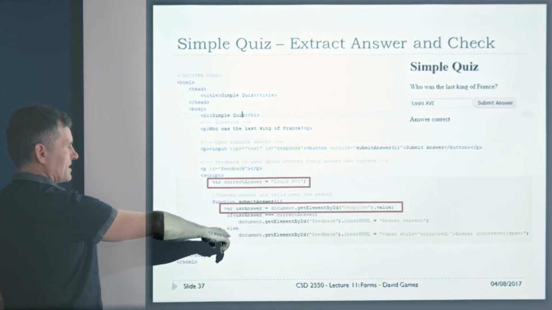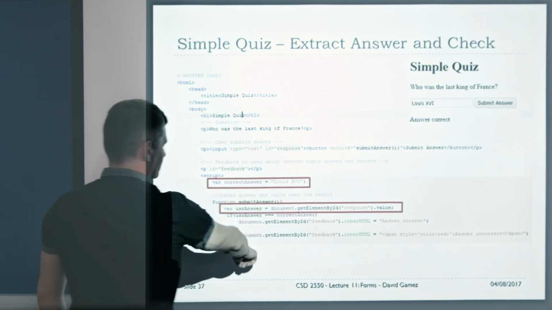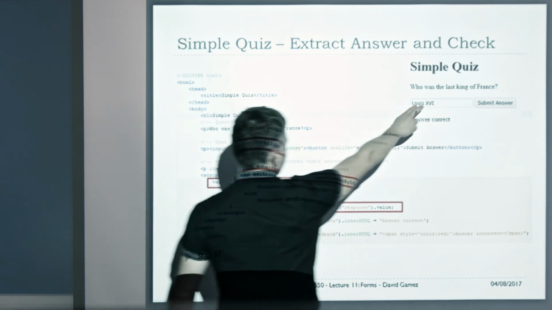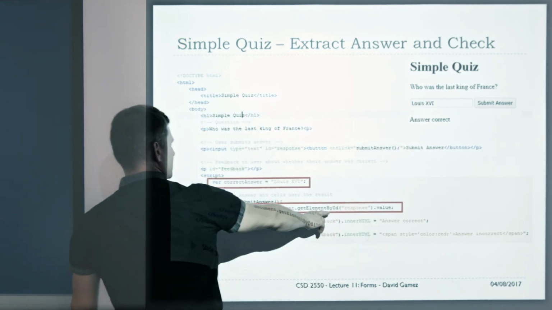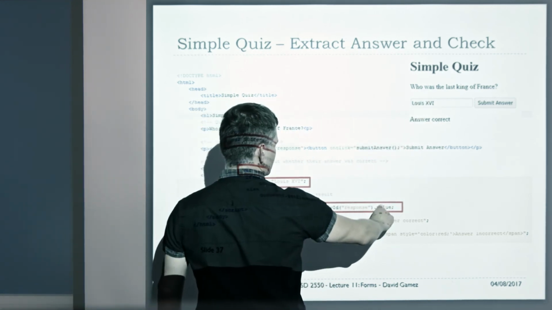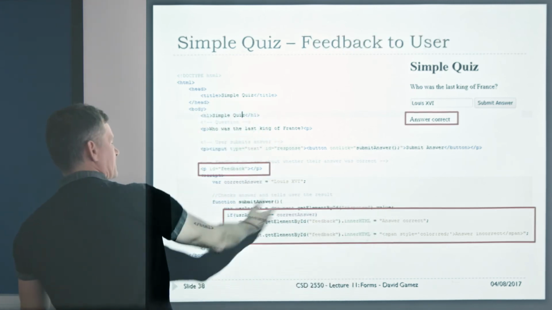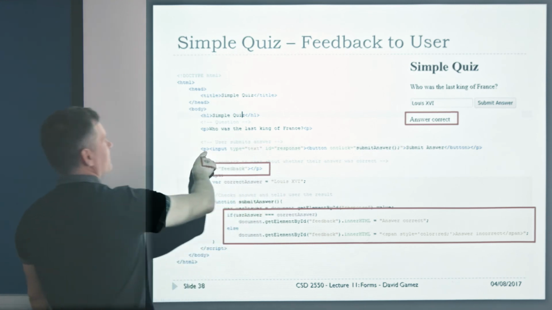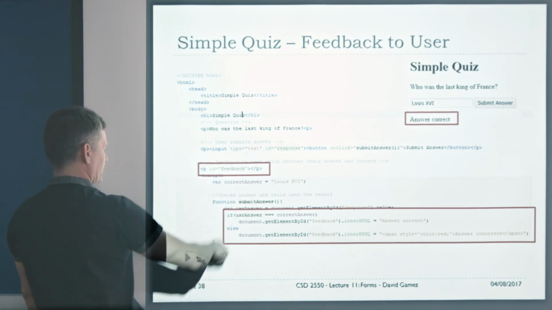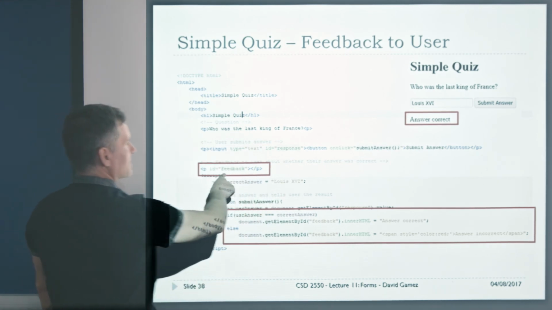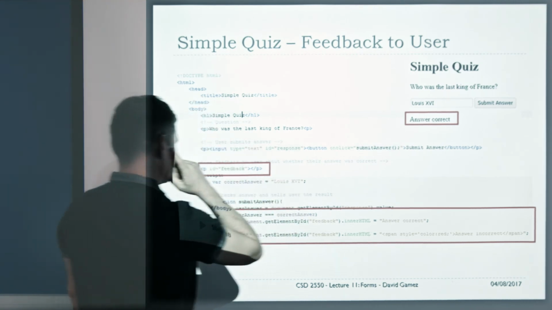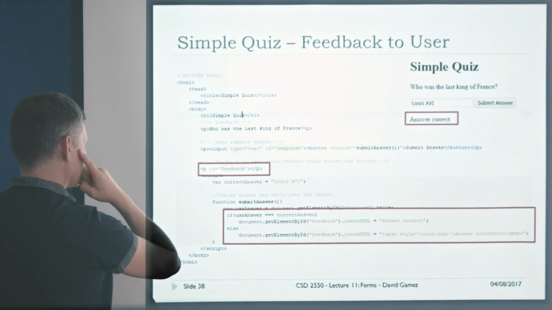And here we have the correct answer, and it will get the answer. What it does is it pulls out the text from here using document.getElementById response.value. It checks to see if it equals the correct answer. If it's correct, then we've got a feedback paragraph. Where's the feedback paragraph? Feedback. Yeah, here we go.